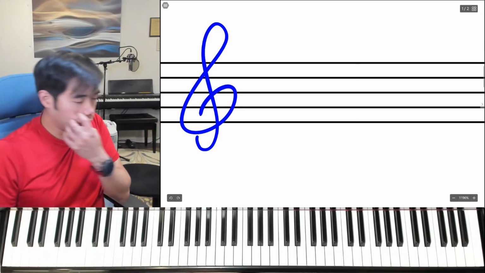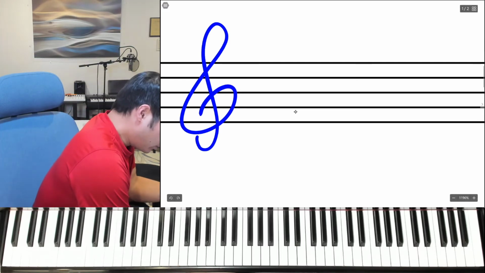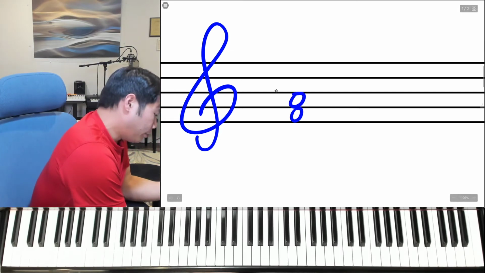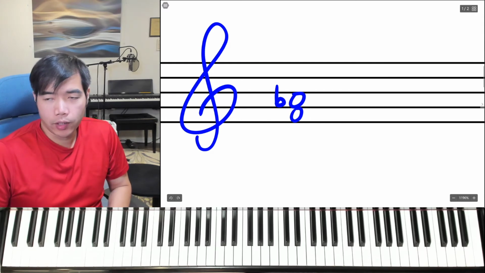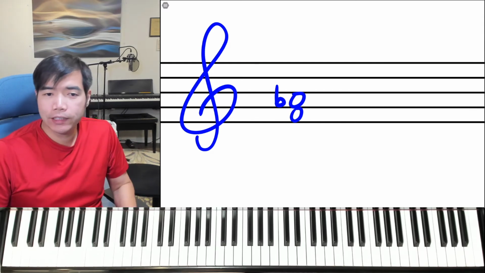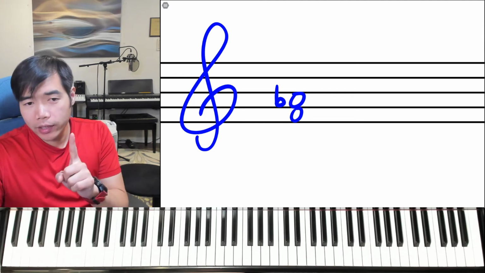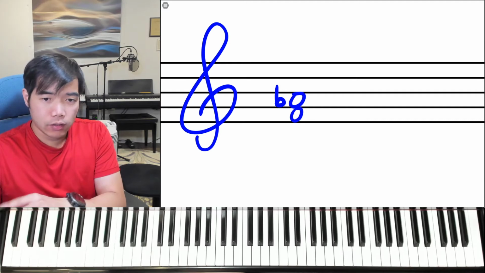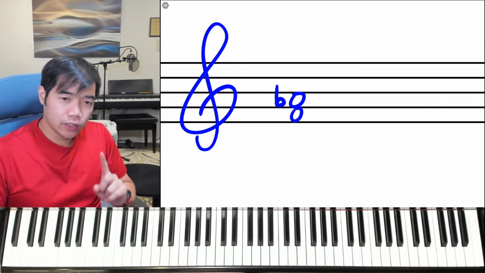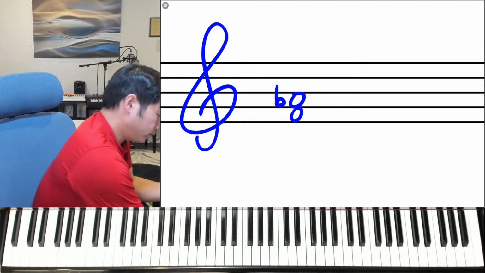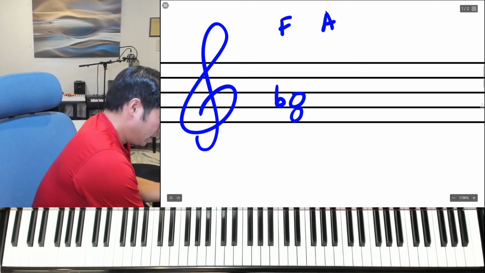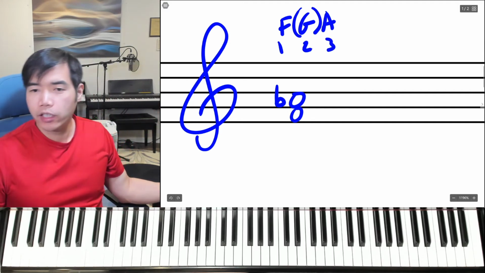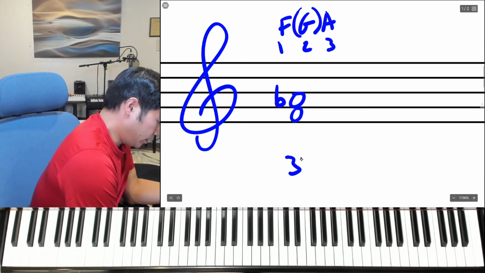So let's say we're in treble clef, and let's say we are starting from the note F to A. Okay? And let's say that we have a flat on A. We want to identify the numeric value of this interval as well as its quality. So the first step is to look at the spelling. This is F to A. There's a G in between. So that's 1, 2, 3. It's a third. So this is an interval of a third.